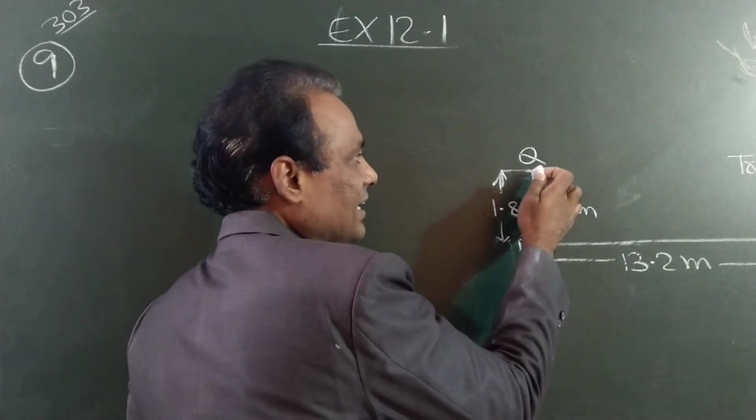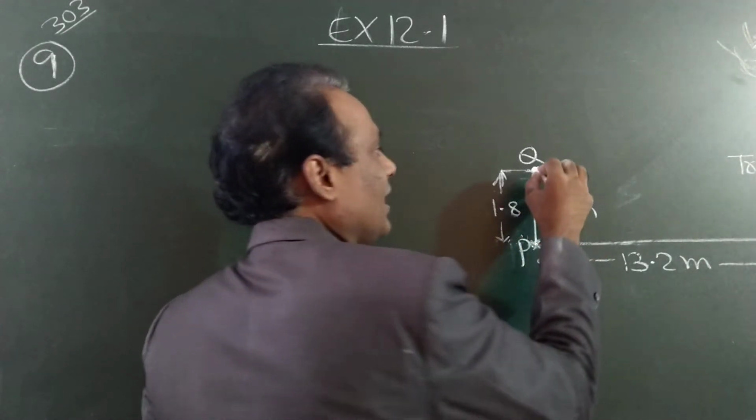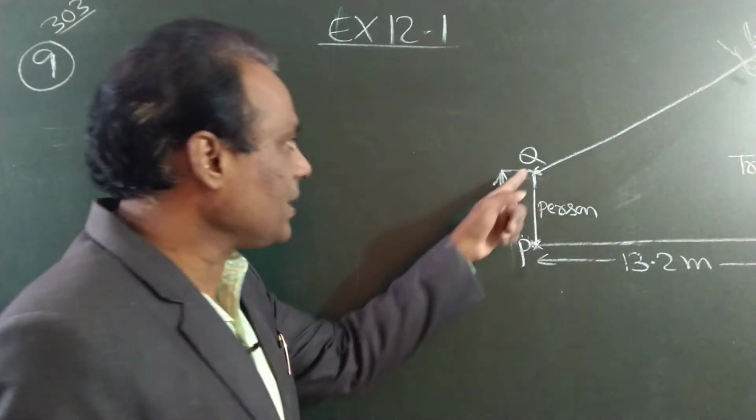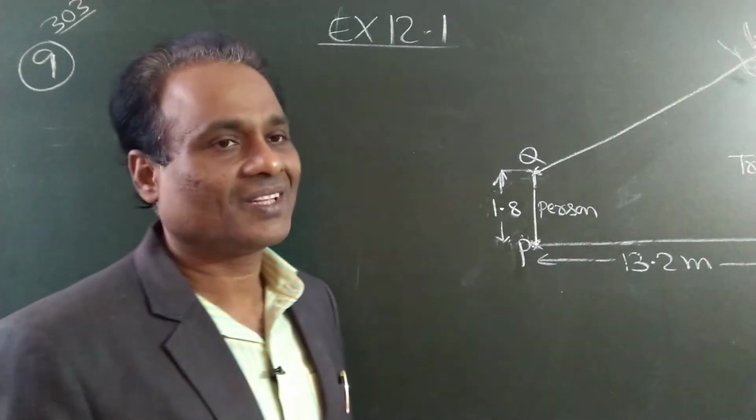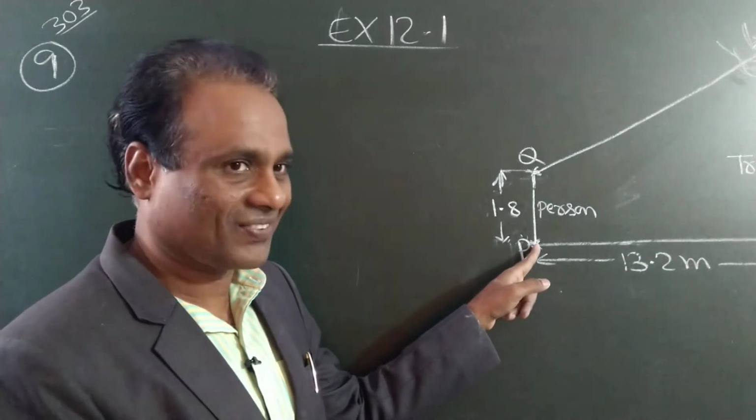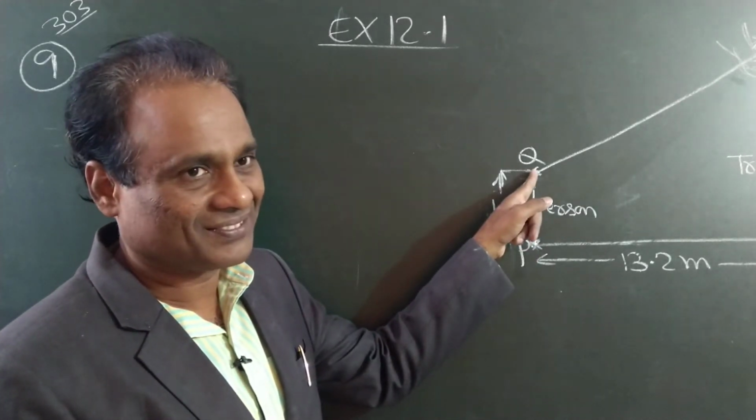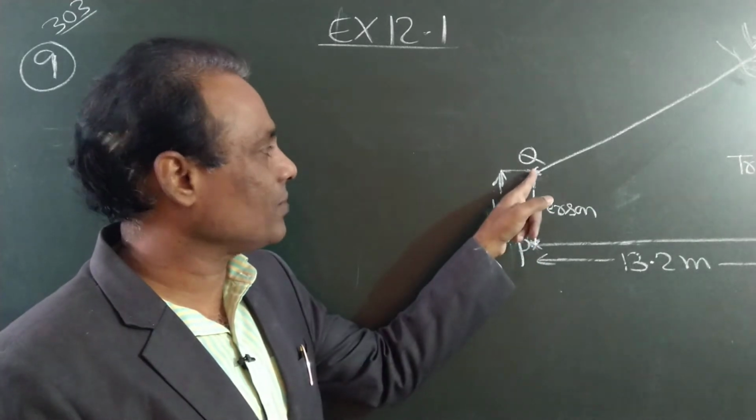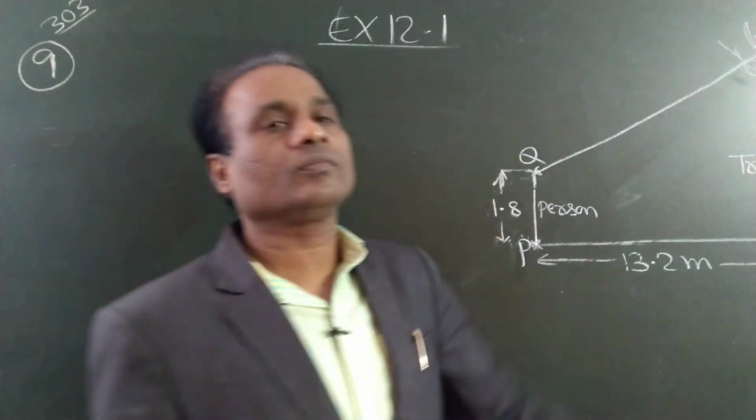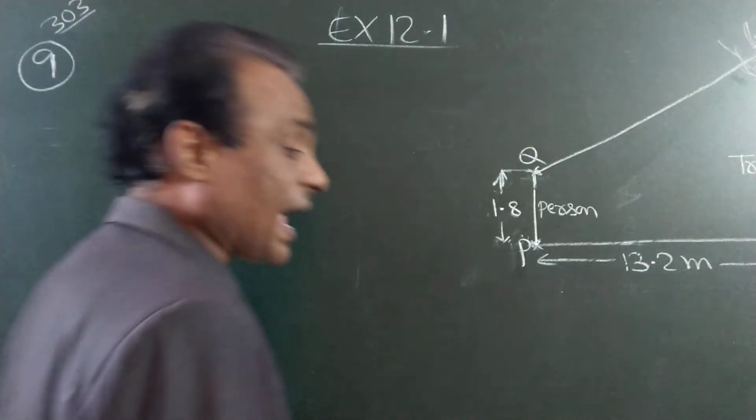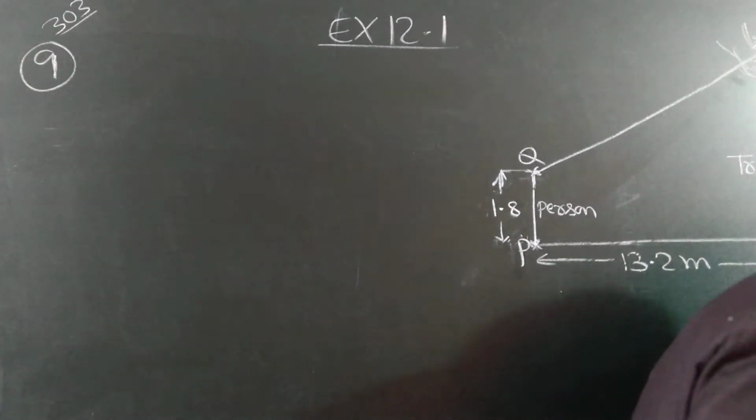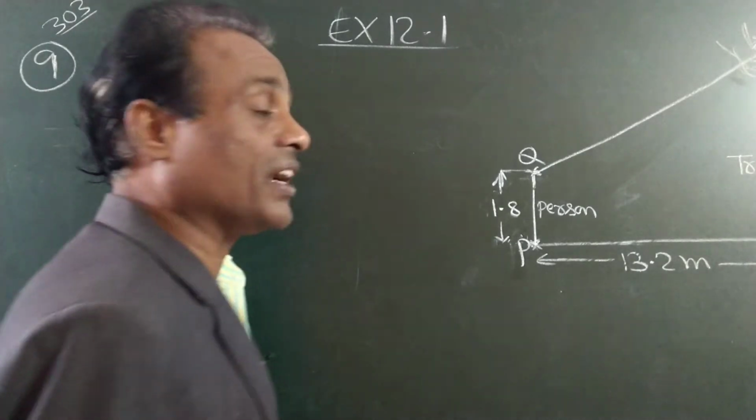Because he is standing here, his eyes will be here, and he is seeing the top of the tree like this. So from here he is seeing like this, not from here. This is foot of the person, legs. These are the eyes. So at 1.8 meters, from here he is observing the top of the tree. That is the problem. With the angle of elevation 45 degrees. Angle of elevation is 45 degrees.